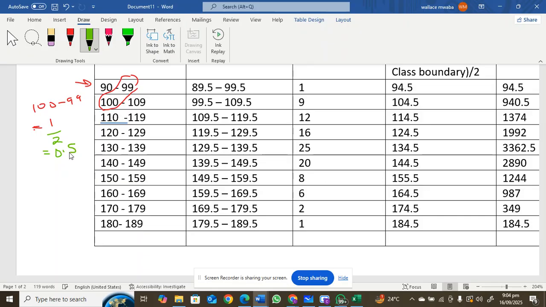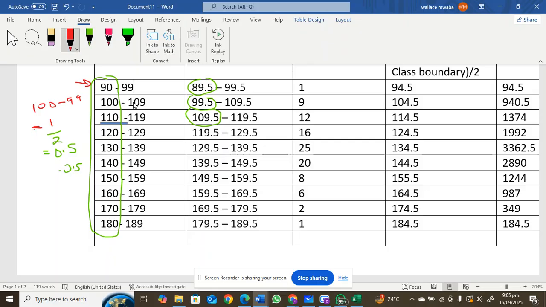So what we are going to do now with this 0.5: all the lower limits, on the left-hand side, you subtract 0.5. So 90 minus 0.5 is 89.5. 100 minus 0.5 is 99.5. 110 minus 0.5 is 109.5. So for the lower limits, you subtract 0.5.